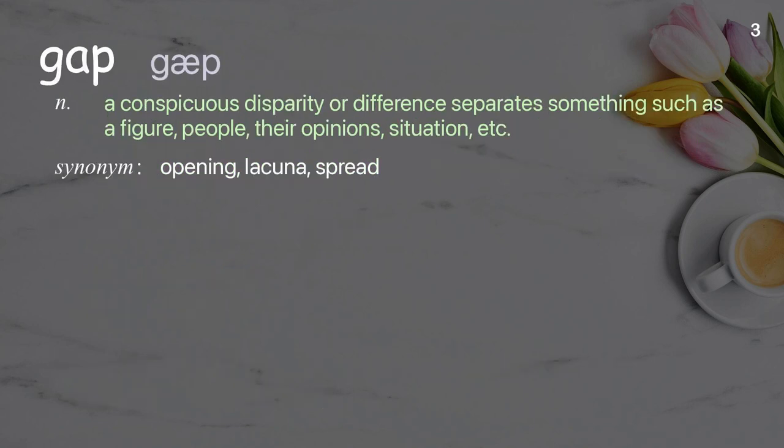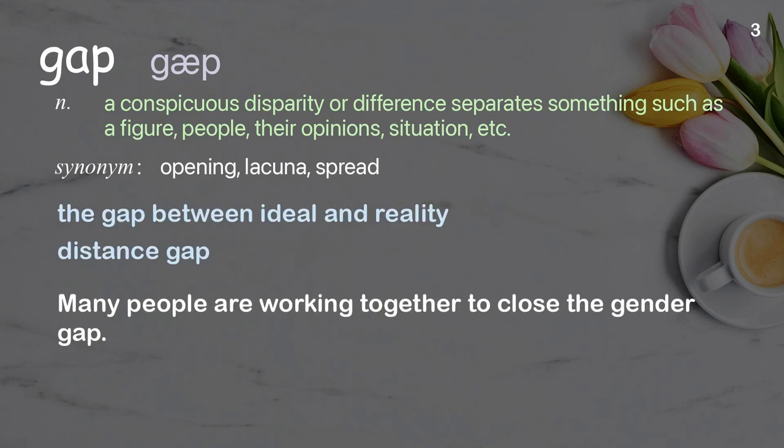Gap. A conspicuous disparity or difference that separates something, such as a figure, people, their opinions, situation, etc. Examples: the gap between ideal and reality, distance gap. Many people are working together to close the gender gap.